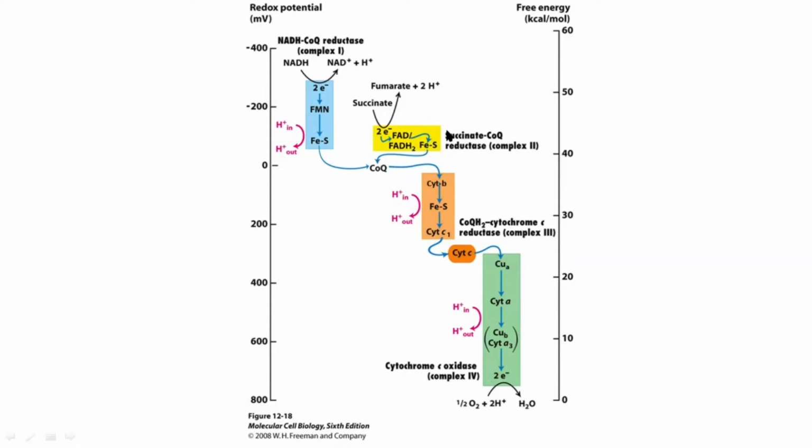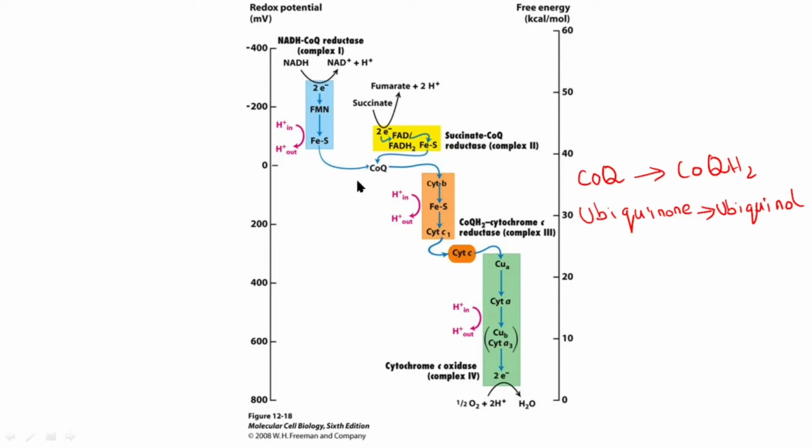This enzyme is not only taking part in TCA cycle, it is also taking part in electron transport chain. It has another name as well, which is succinate coenzyme Q reductase, because it is obtaining electrons from succinate and it passes on those electrons to coenzyme Q and reduces coenzyme Q. That is why it has got the name succinate coenzyme Q reductase.